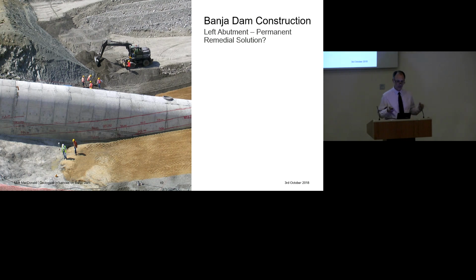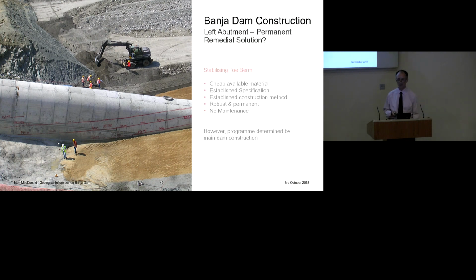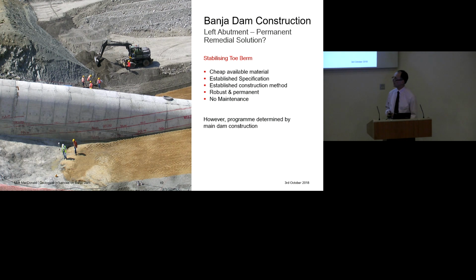So the left abutment, this difficult area on the downstream shoulder, what's the permanent remedial solution? Well, it wasn't very long before we started to think that some kind of large stabilising berm would be the best idea, because we've got a cheap available material, we've got an established specification for the material and for placing it. It would be a robust and permanent solution requiring no maintenance in the long term. The reason it was cheap is that in the contract, the contractor had put in a low rate for that material, and therefore it was an opportunity for the client to do some works without excessive cost. The problem, however, was the programme, and the programme was entirely driven by the dam construction.